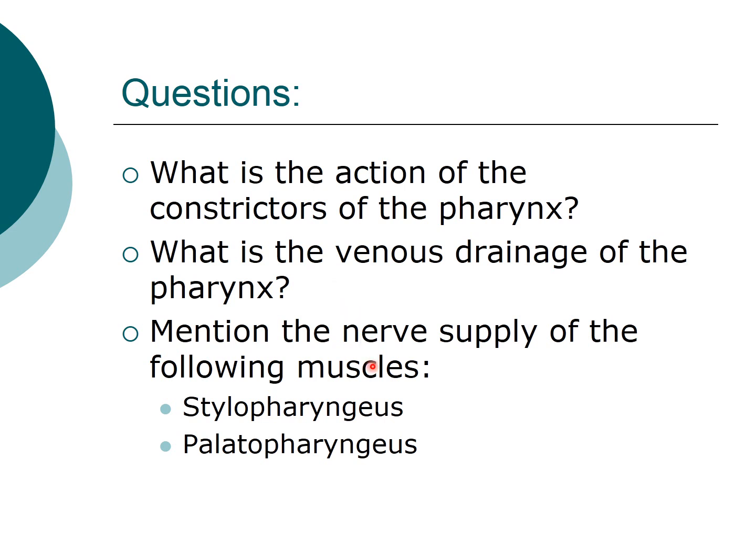Mention the nerve supply of the following muscles. Stylopharyngeus, palatopharyngeus. We know that the muscles are 6 in number. The first 5 are supplied by the cranial part of accessory, while the stylopharyngeus is the only one supplied by the glossopharyngeal. So stylopharyngeus is supplied by the glossopharyngeal nerve, cranial number 9. The palatopharyngeus is supplied by the cranial part of accessory, number 11.